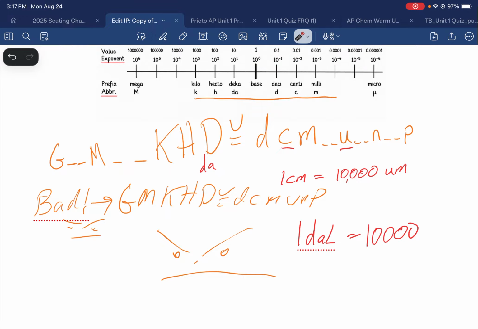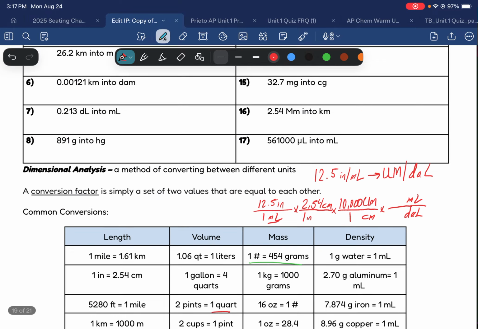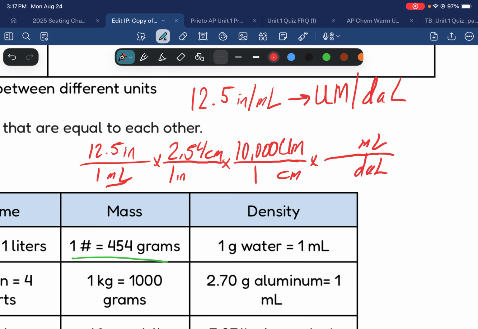Let's do that again. 1, 2, 3, 4. Boom! There you go. So that is 10,000 milliliters again. So going back, I'm just going to put for every one, that's 10,000.